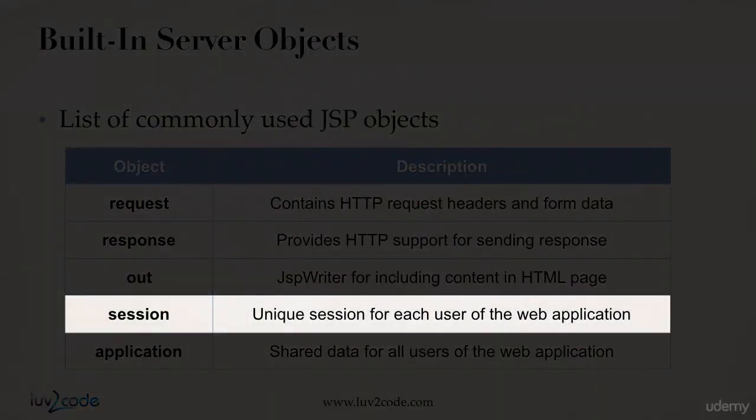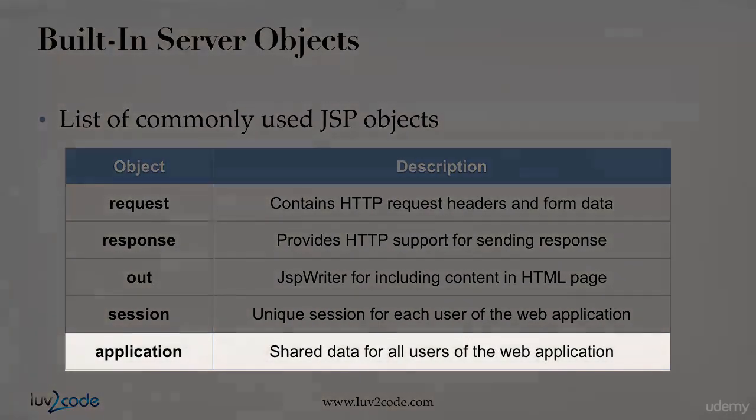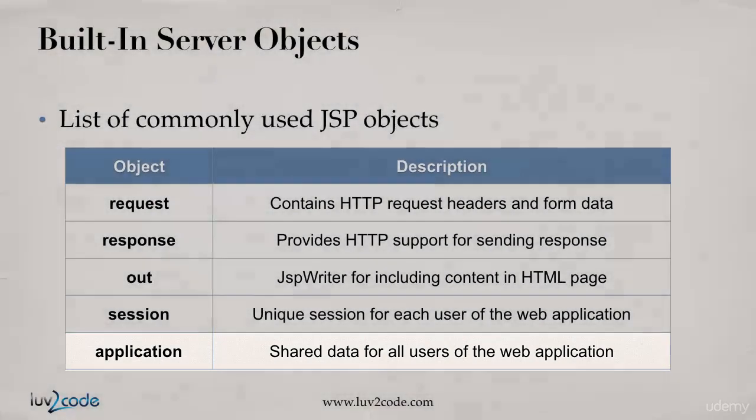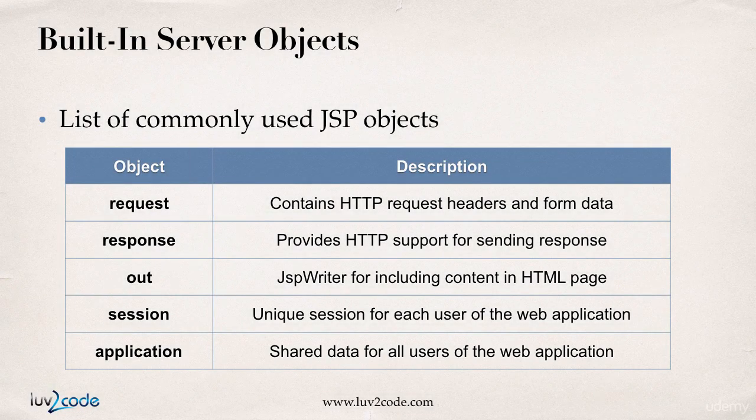Now, there's two others here. Session, it's a unique session for each user. You can kind of think of the session object as kind of like a shopping cart. Each user has their own unique shopping cart. We'll use this on the following video. And finally, there's the application object. This is shared for all users of a given web app, and I'll discuss various use cases on how to use the application object. Now, just a full disclaimer, this is not an exhaustive list. There are other server objects out there, but these are the ones that are most commonly used for JSP web apps.